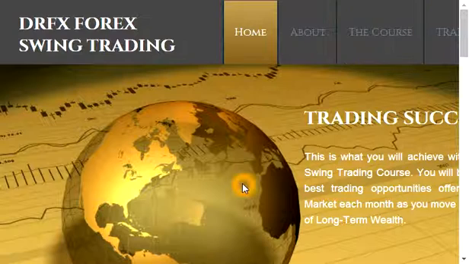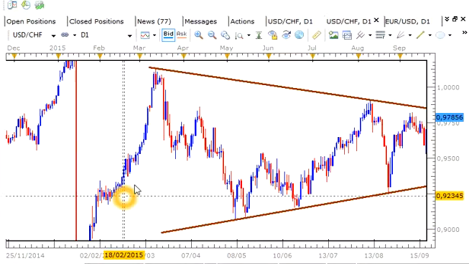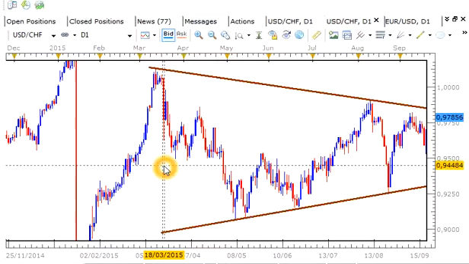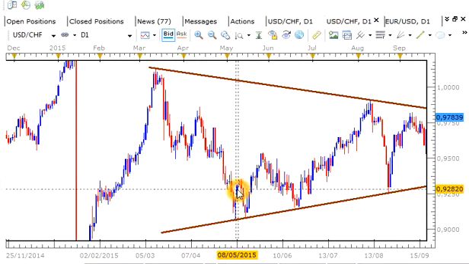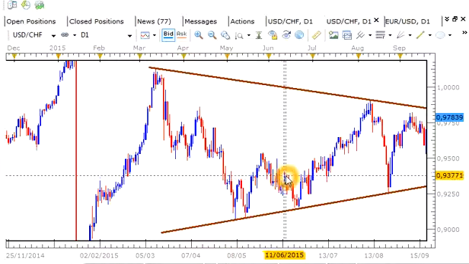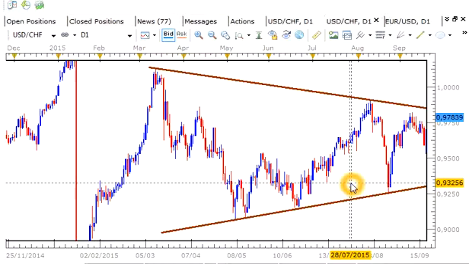US Swiss franc. Last time we took a look at this pair, we had noted that it was in a very large consolidation formation that had been formed since early this year. The market created these waves of uptrends and downtrends that eventually led to the formation of the resistance and support boundary that we see here.